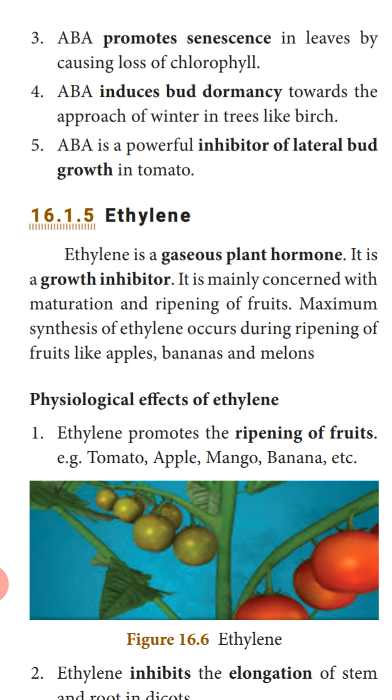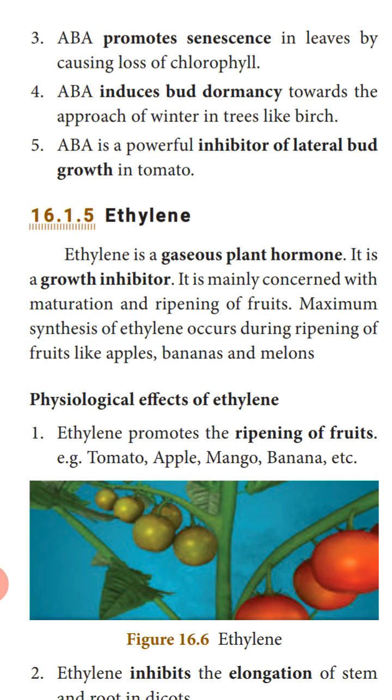Next, we are going to study the last plant hormone in our syllabus. We are going to study ethylene. Now, among all the 5 plant hormones, ethylene is a gaseous plant hormone. Okay, so which is the gas? It is ethylene. Ethylene is a gaseous plant hormone and it is also a growth inhibitor. So we have studied 2 plant hormones which are growth inhibitors. What are those? Abscisic acid and ethylene. They inhibit the growth of the plant.